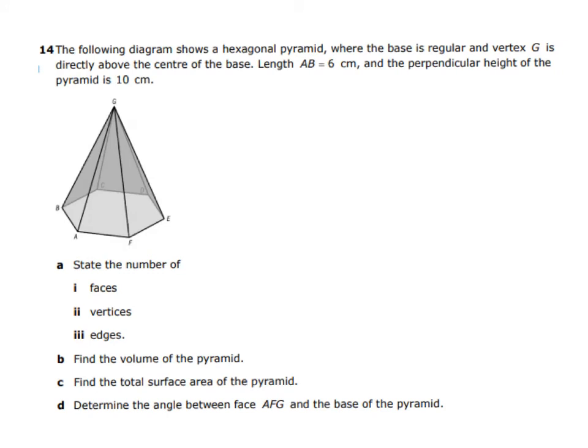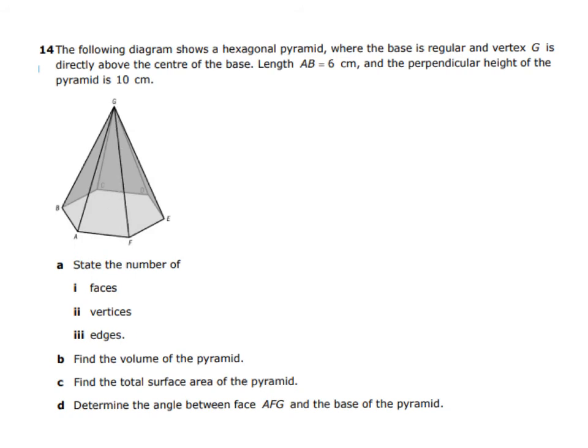All right, so now let's tackle number 14. It says the following diagram shows a hexagonal pyramid where the base is regular and the vertex G is directly above the center of the base. Length AB right here is 6, so that's one side of that regular hexagonal base, 6 centimeters, and the perpendicular height of the pyramid is 10.